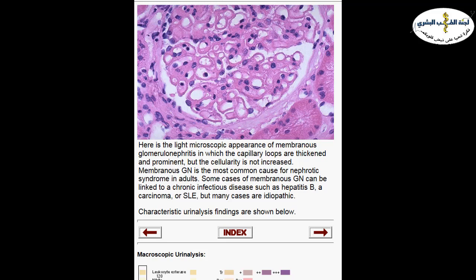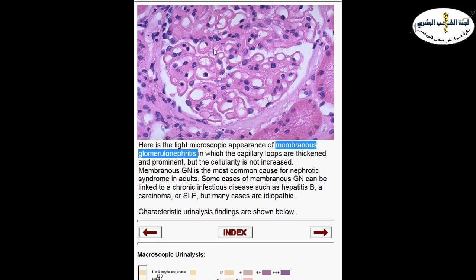Now we said, what is the most common cause for nephrotic syndrome in the pediatric age group? Minimal change disease, okay? So in pediatrics, it's minimal change disease. But in adults, what's the most common cause for nephrotic syndrome? No, it's not focal segmental. In adults, it's membranous glomerulonephritis. So membranous glomerulonephritis is the most common cause for nephrotic syndrome in adults.